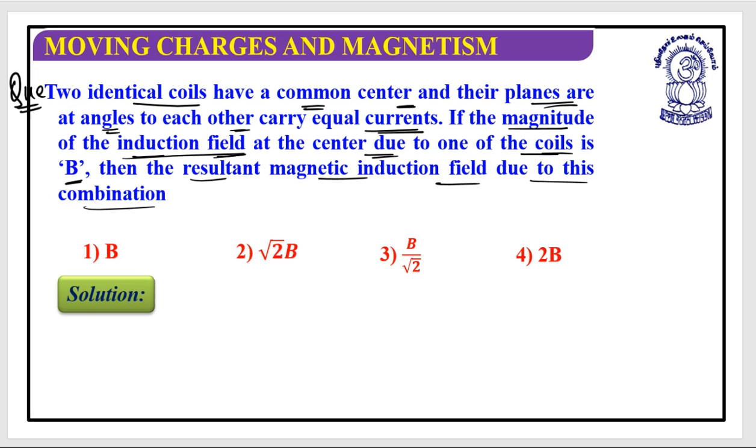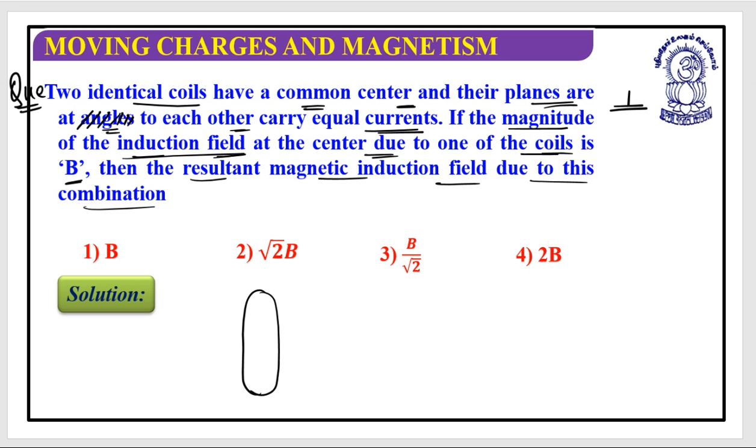So what does it say? Two identical coils are there. They have a common center and their planes are at angles to each other. The planes are perpendicular to each other, and they carry equal currents. Now if the magnetic field due to one of the rings is B, you need to find the resultant magnetic field. So the situation is something like this.